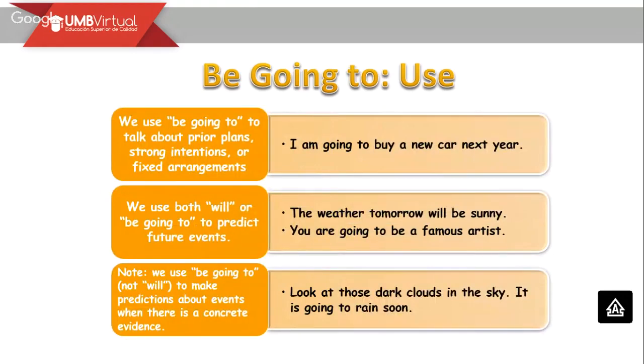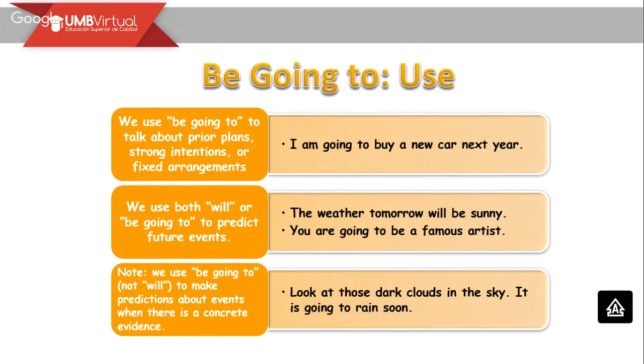Okay, let's continue. What we have right here is another topic which is related to be going to, the use of it. We use be going to when we talk about prior plans, stern intentions, or fixed arrangements. So when we have those uses, we're going to focus on the following.